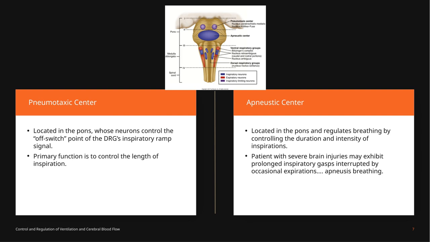Another key structure is the apneustic center, which also resides in the pons. It plays a crucial role in modulating the depth of inspiration, especially during irregular breathing patterns. Together, these centers coordinate to ensure our breathing remains smooth, effective, and responsive to our body's needs, linking directly to the overall theme of how our brain controls vital functions like respiration and blood flow.